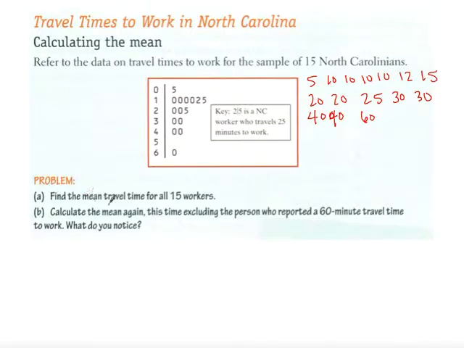For part A, it says find the mean travel time for all 15 workers. We know that our n is going to be 15 because it tells us that here and here. What we need to do now is find the average of that to find what X bar is. Remember, this is X bar.